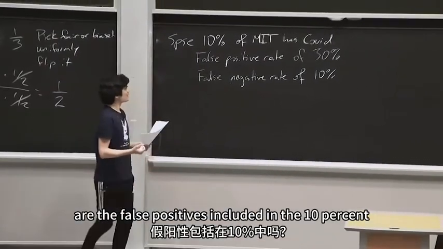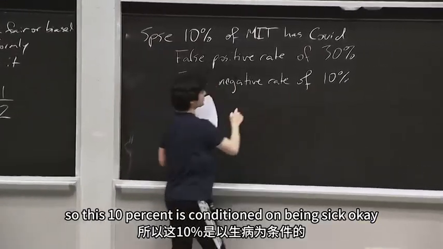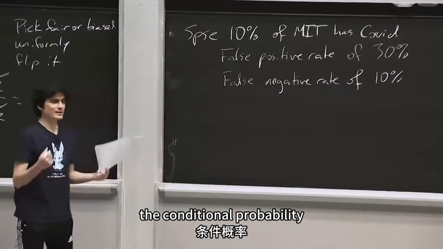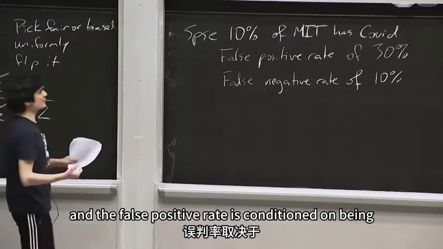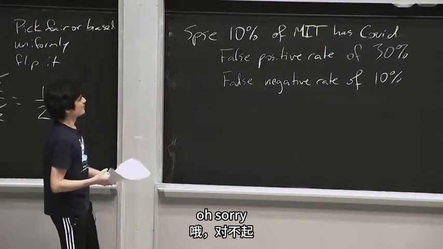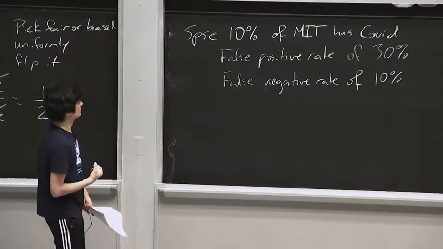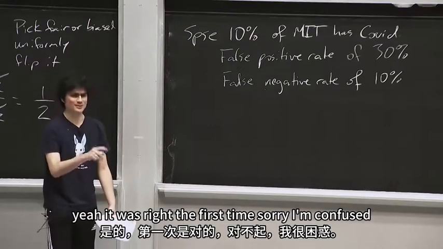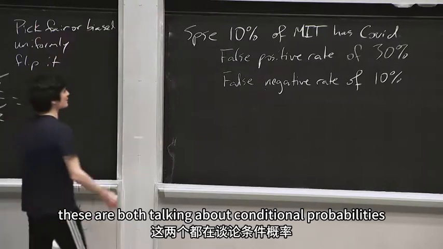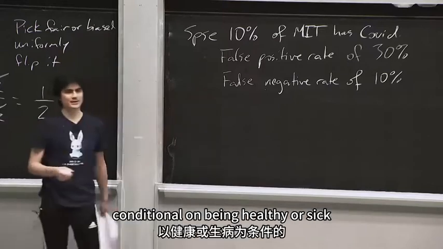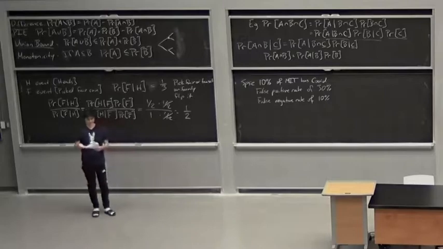Question: are the false positives included in the 10%, or is the 10% when you actually have it? This 10% is conditioned on being sick. The conditional probability that it gets it wrong is 10%. The false positive rate is conditioned on being healthy. Sorry, I'm confused. These are both talking about conditional probabilities, conditioned on being healthy or sick: what's the probability that the test is accurate or wrong?